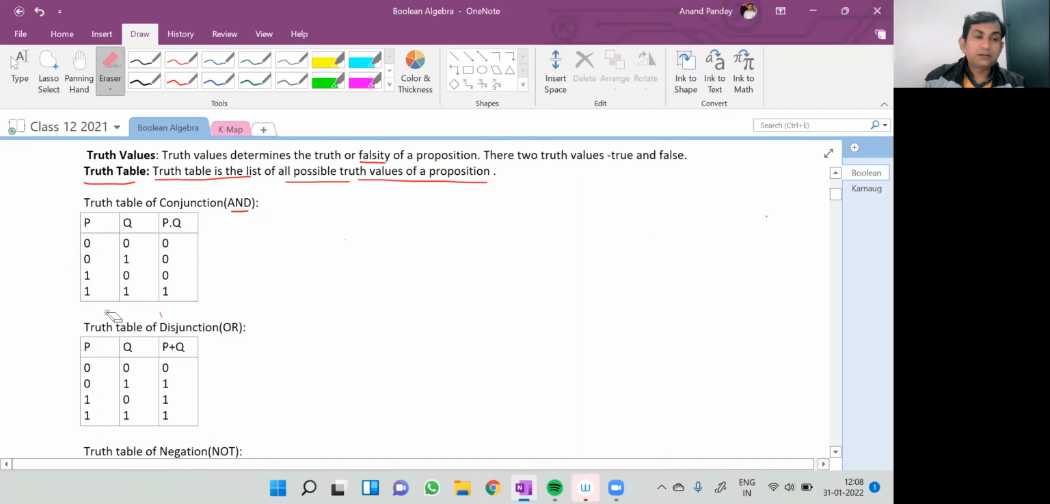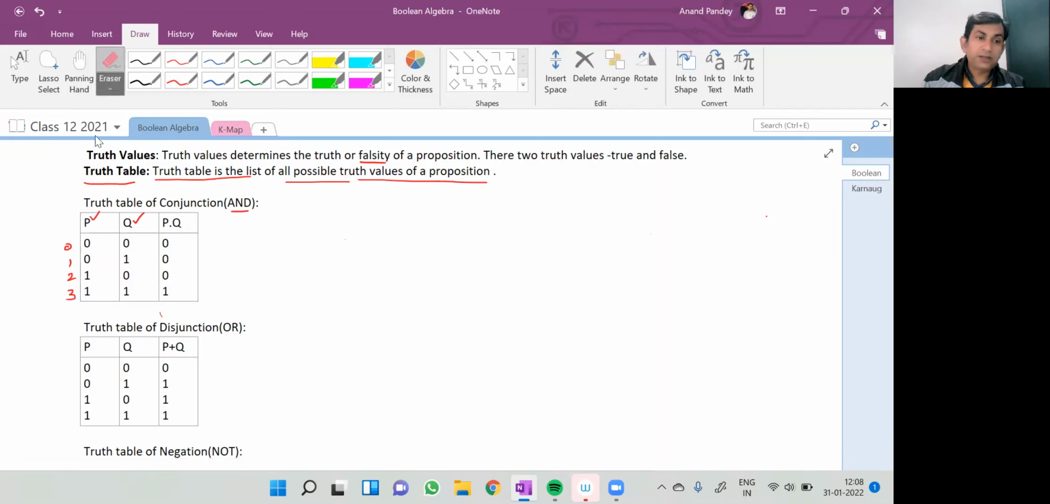Actually, these are the binary codes of 0, 1, 2 and 3. A proposition may have only two values, either 0 or 1. 0 is for false, 1 for true. So what can the possible value of P be? 0 and 1. What can the possible value of Q be? 0 and 1.